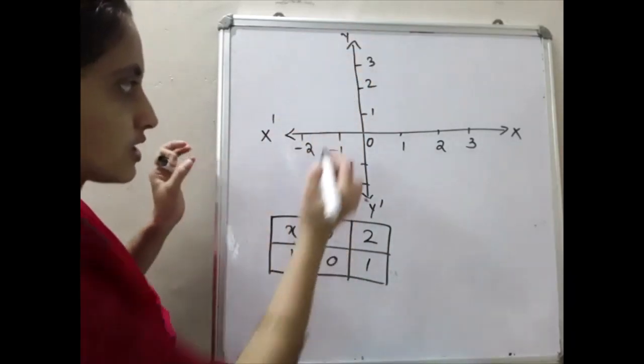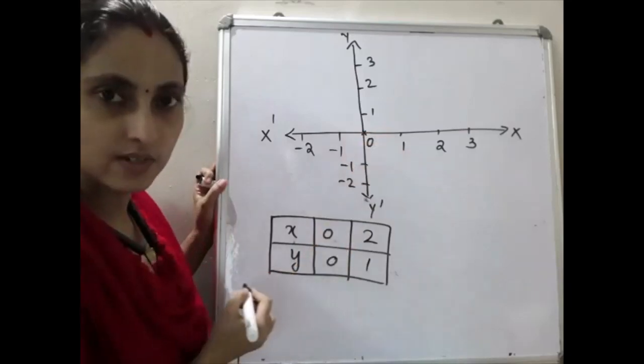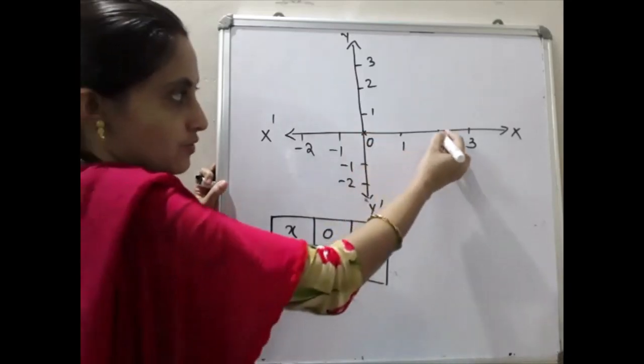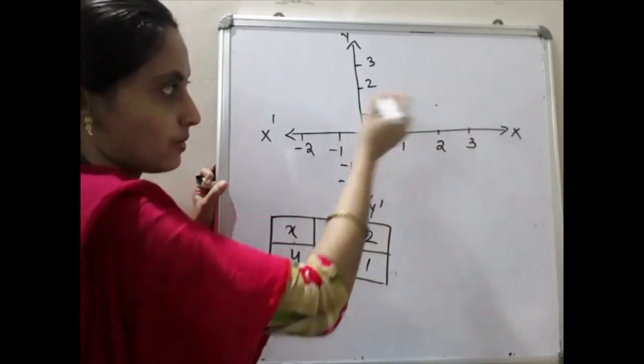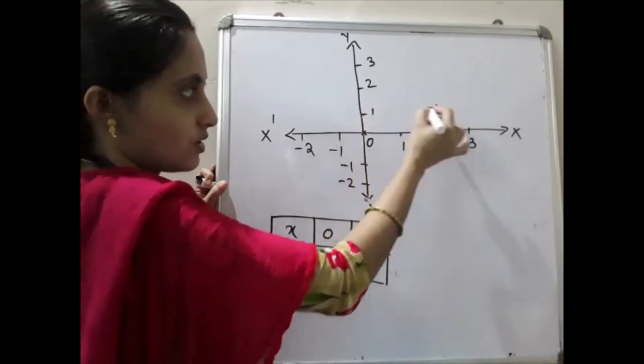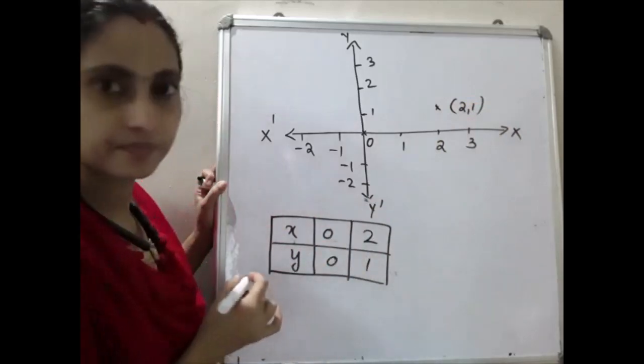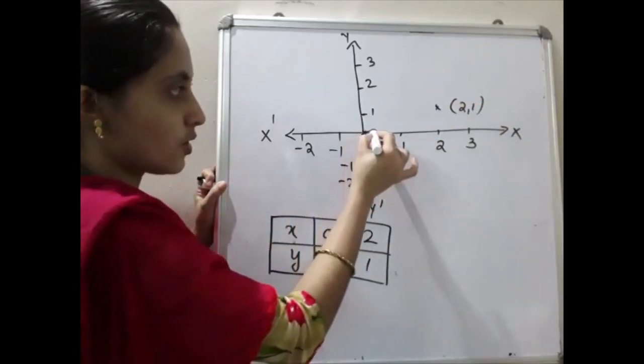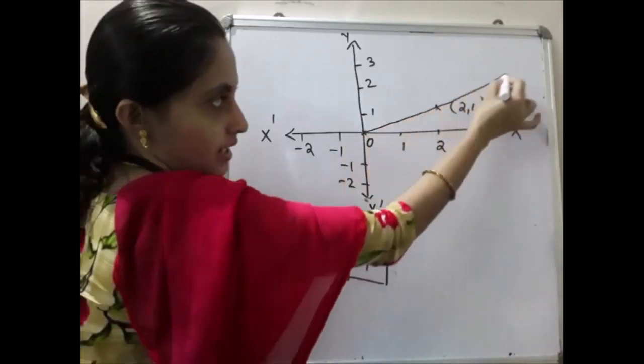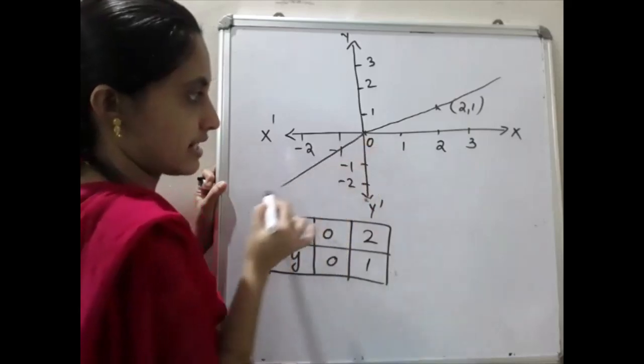So first point is 0, 0. 0, 0 means what? Origin itself. Then 2, 1. 2, 1 means from the x to, from the y coordinate it is 1. So this point will come. So mark as 2, 1. Okay. So now you have to join the line like this. You can extend, no problem.